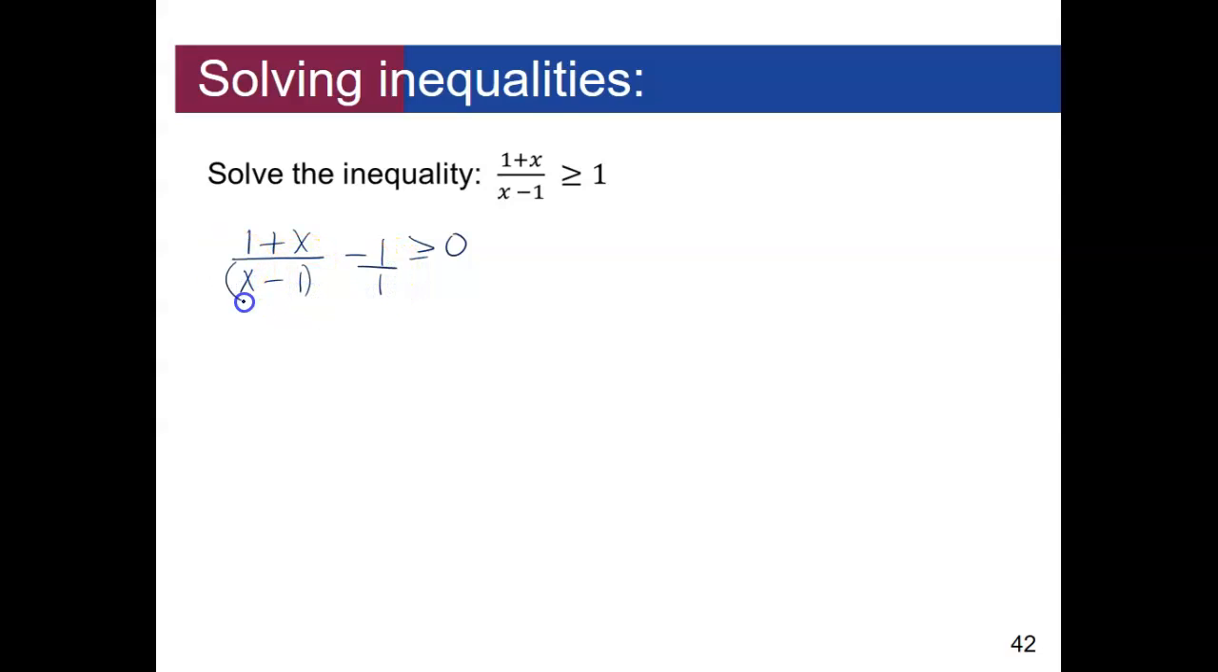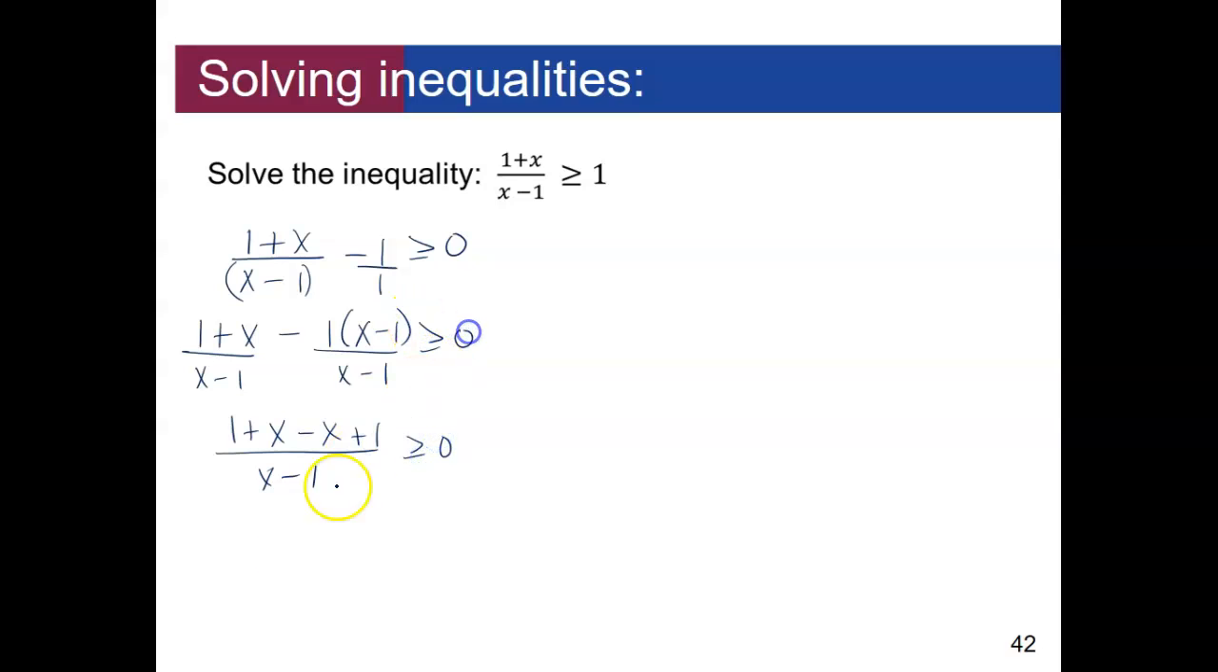So we need to get a common denominator. If I look at these two, my common denominator is going to be x minus 1. So I need to multiply this by x minus 1 so that I have that common denominator. So when I combine it together, I have 1 plus x. I'll distribute the negative. So I'll have negative x plus 1. And all these are greater than or equal to 0.